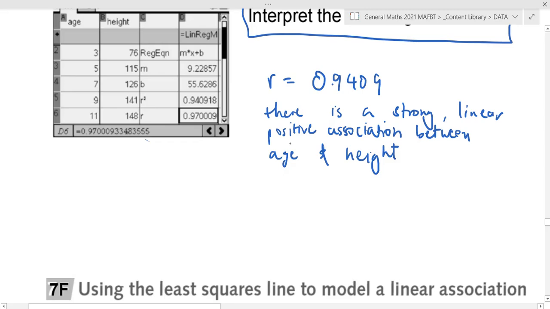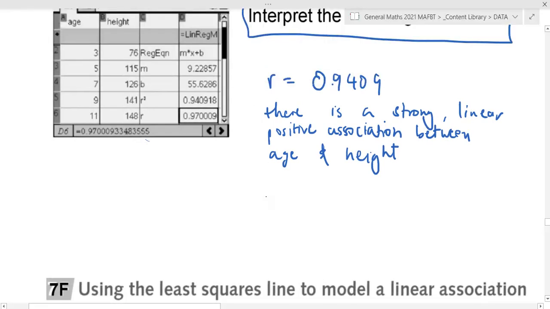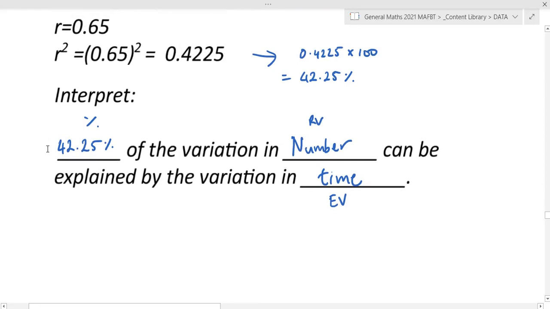Now for the R squared value, it's already here. If I was to interpret R squared, the R squared value is 0.9409 to 4 significant figures. But remember, if you were to interpret it, you'd have to turn it to a percentage. So turn it to a percentage, multiply by 100, and that would equal 90.49. In terms of interpreting it, remember you can use this little format of the interpretation of the R squared value to do your answer.